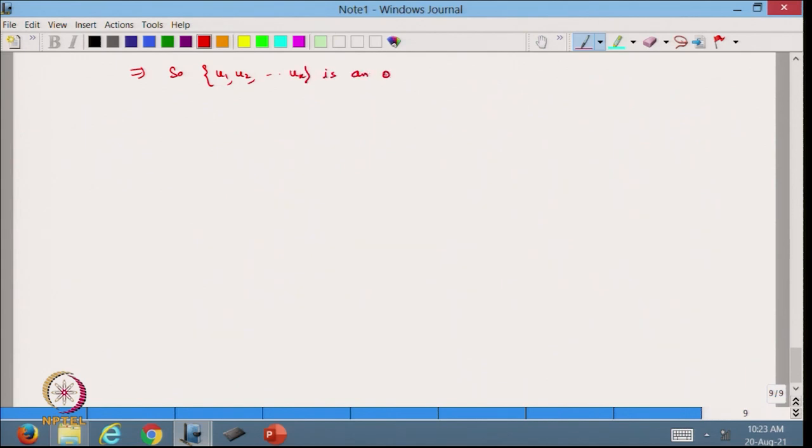is an orthonormal basis for the column space of A. Now, what do we want?